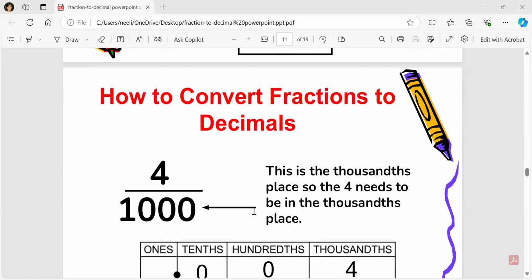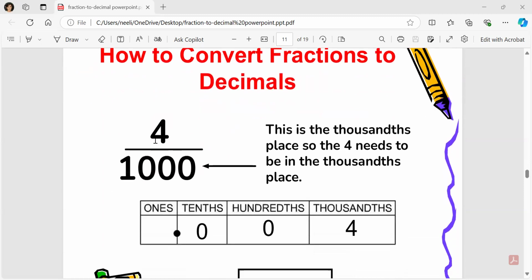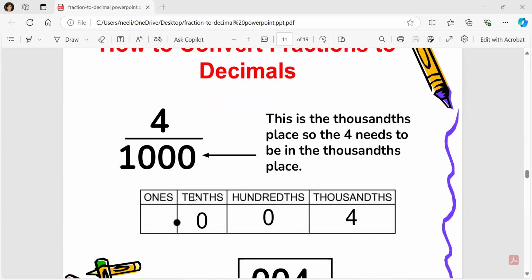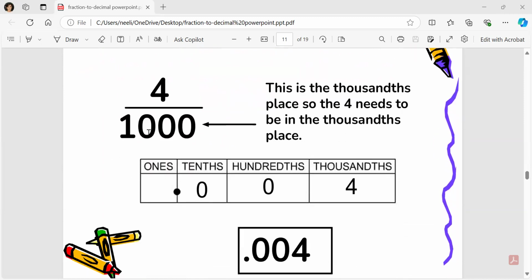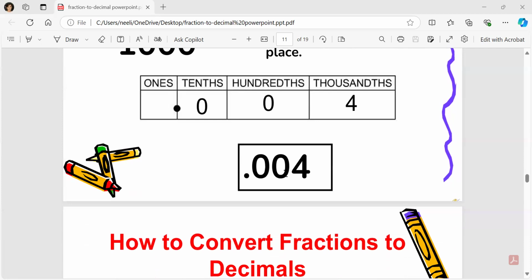One more example. How to convert 4 upon 1000 in decimal form. Can you see the denominator? It's 1000. That means 4 is at the 1000 place. So we'll put 4 in the 1000 place in the place value chart, and at the 100 place we'll write 0. At the 10th place we'll write 0 since there is no number in the numerator. In the fraction part, there is only a single number, and that we'll write in the 1000 place, and the rest of the place values will be filled with 0. So the decimal form of the fraction 4 upon 1000 is written as 0.004.